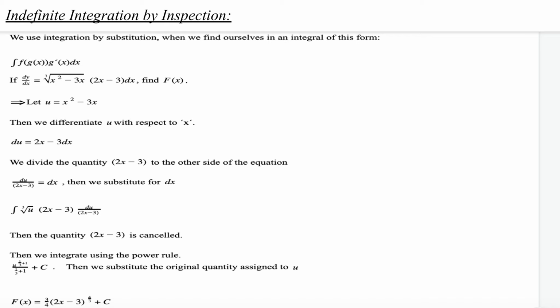We do not plug our value for u yet. We first integrate using the power rule, and then after we do that, we substitute the original quantity assigned to u, obtaining big F of x equals 3/4 times the quantity 2x minus 3 raised to the exponent 4/3 plus our arbitrary constant of integration c.